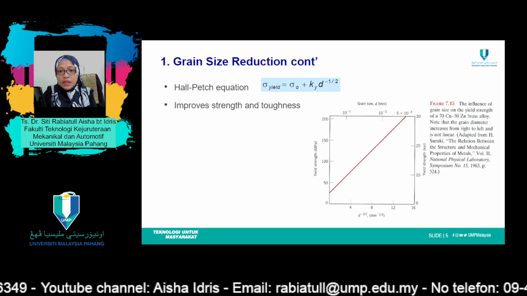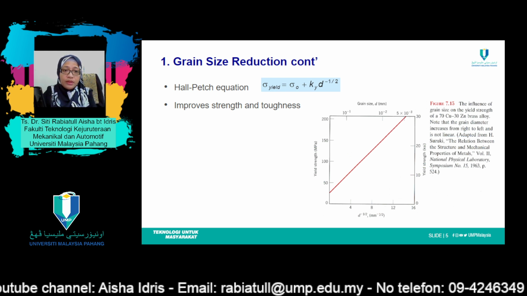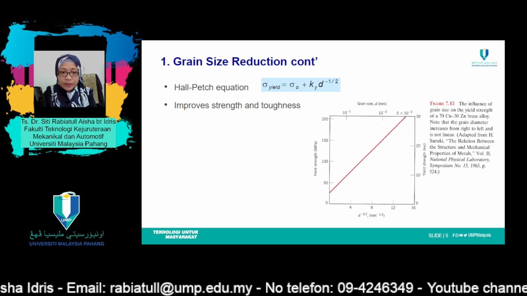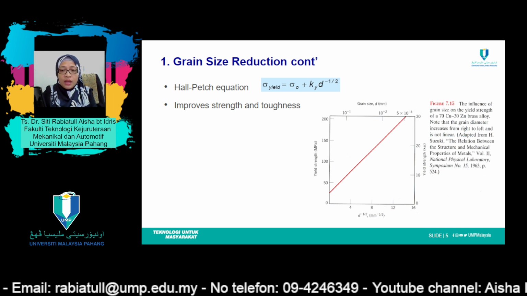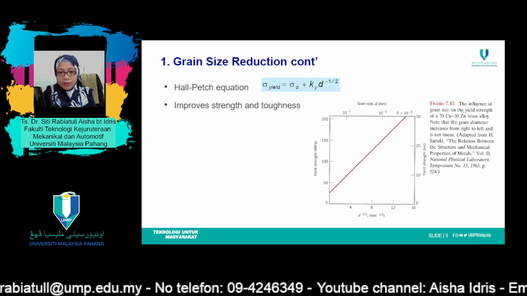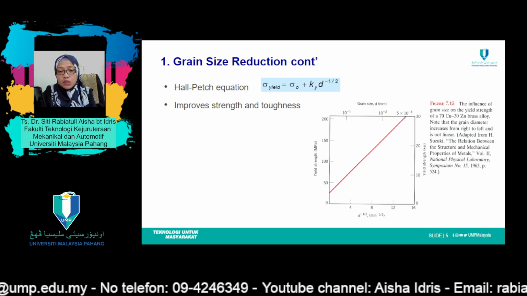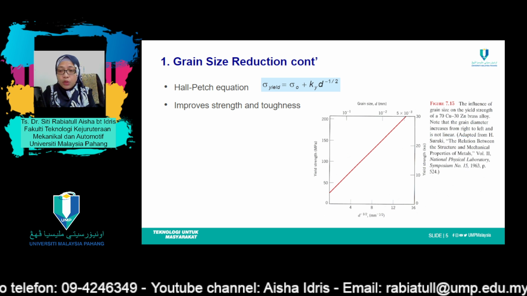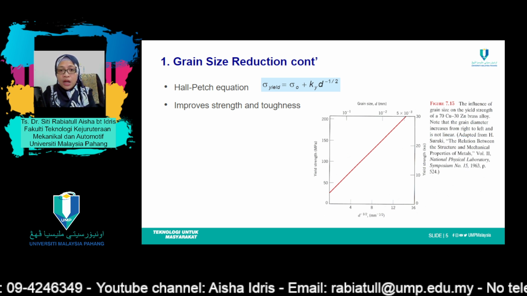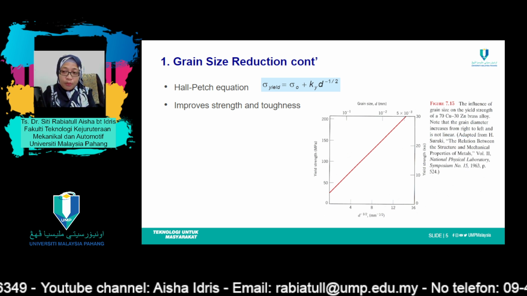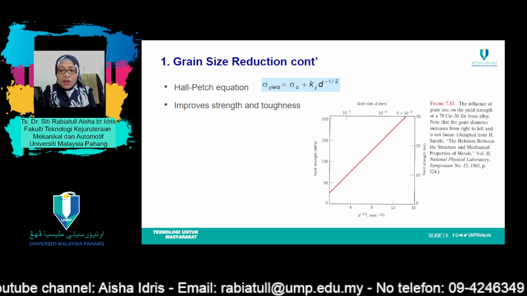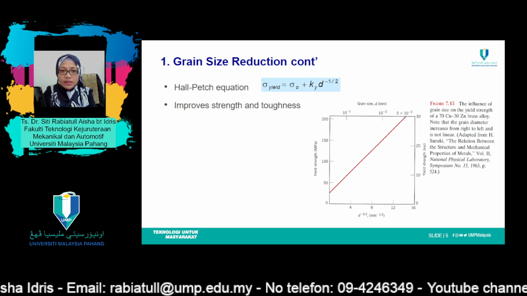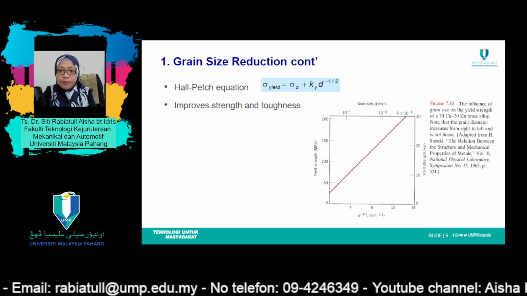For many materials, the yield strength varies with grain size according to the Hall-Petch equation over here. In this expression, d is the average grain diameter, and sigma naught and ky are constants for a particular material. Note that this equation is not valid for both very large grain and extremely fine grain polycrystalline materials. And if you look at figure 7.15, it demonstrates the yield strength dependence on grain size for a brass alloy.